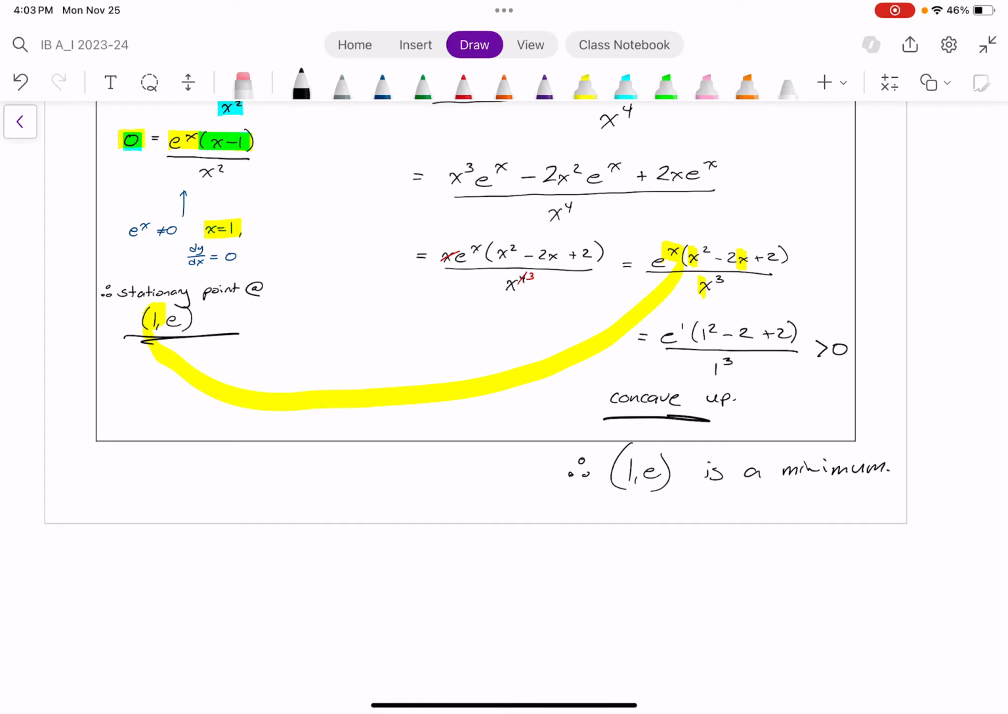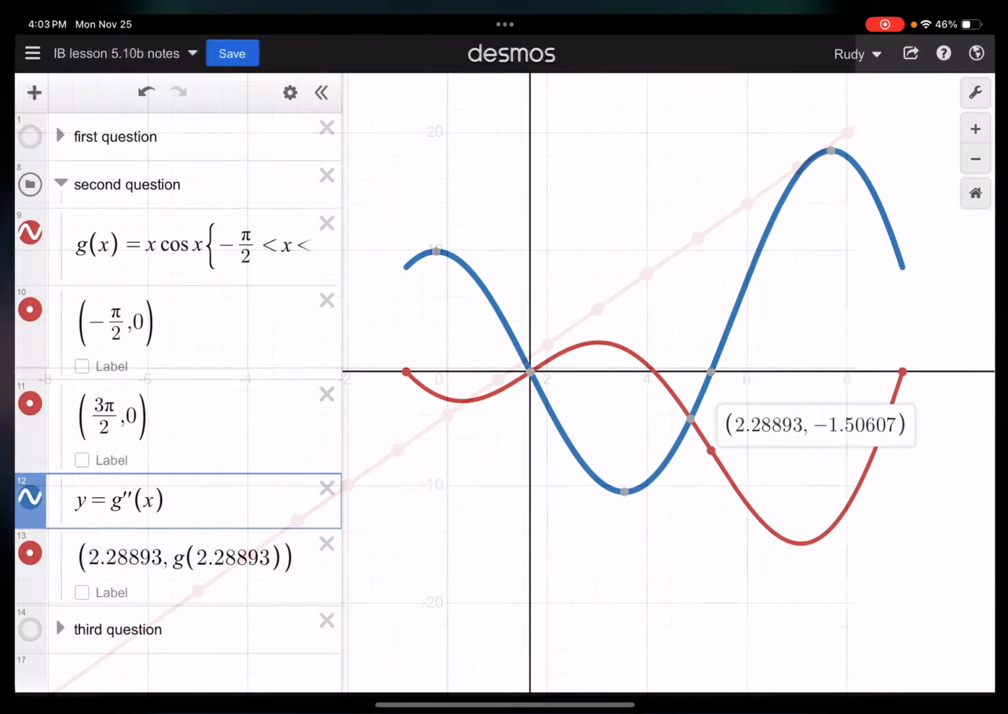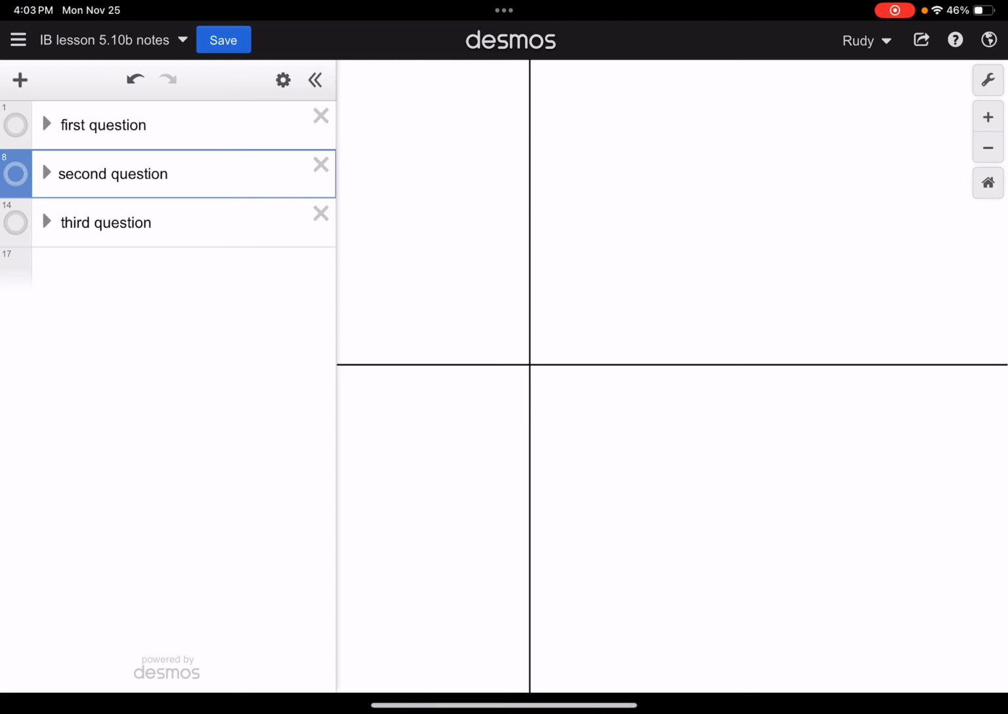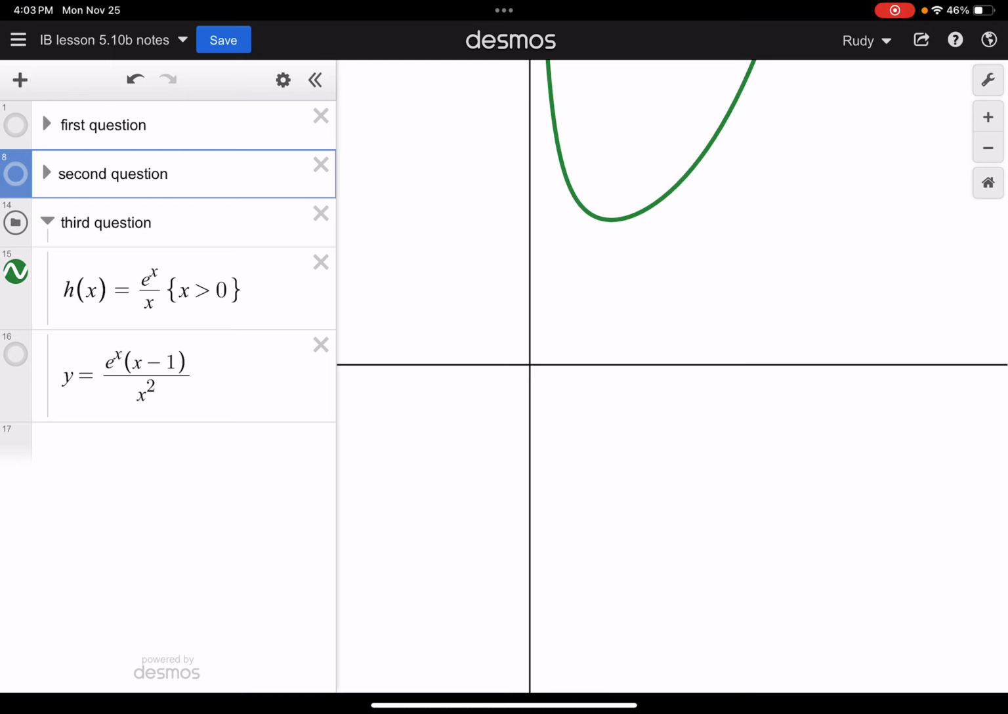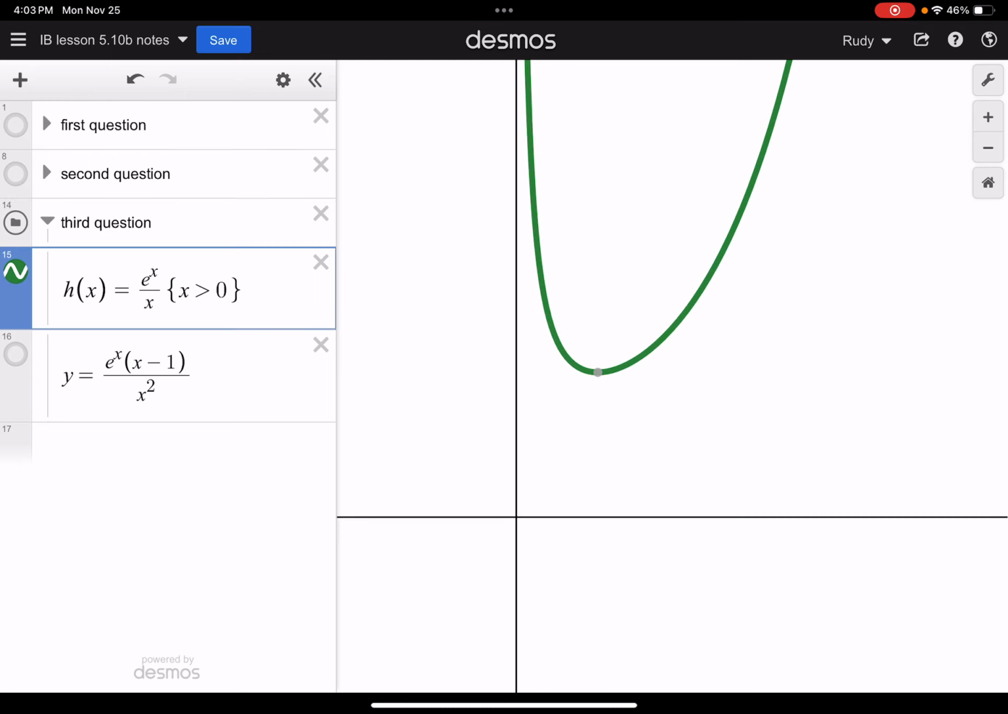Minimum. All right, I think I graphed this one. Let's see. Yeah, here's the graph, and there's that one and only minimum at (1, e). Phew, I'm right.